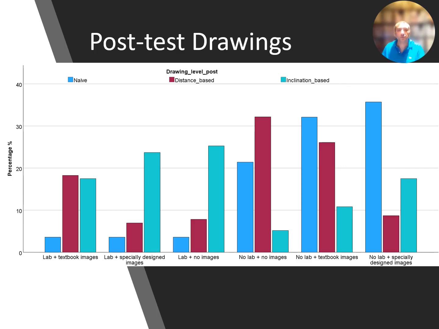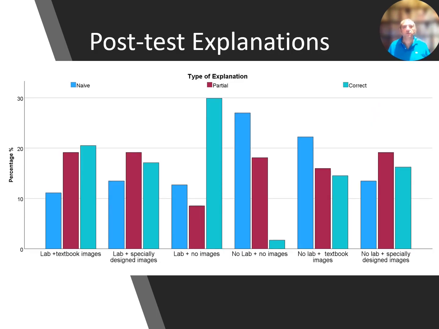This is the distribution of the categories of student drawing after the intervention, and you can see here a different distribution of the inclination-based, the correct ones, and distance-based drawings. We highlighted the correct drawing. And this is the distribution of the categories of students' explanations after the intervention, and we see again differences in the distribution of correct answers, naive answers and partial, of course.